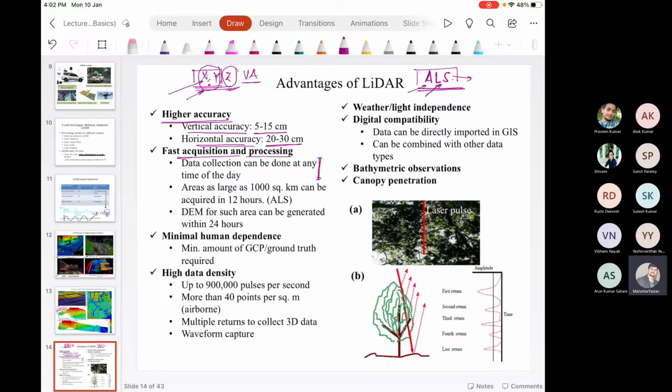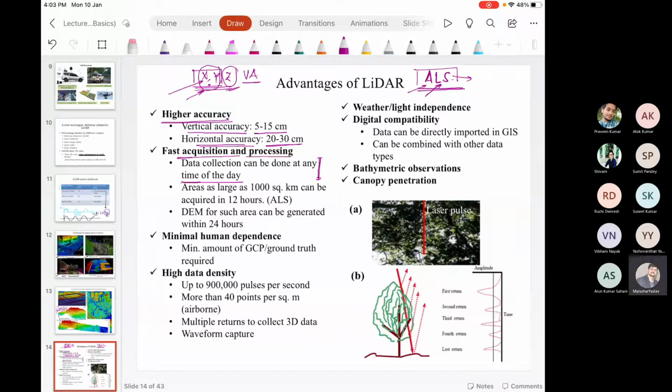Reason is that LiDAR has its own internal energy source. So there is a laser source that generates its own laser beam, and it is integrated with the system itself. So this is the reason why we call it active remote sensing technique. And it can be done at any time of the day. Could you justify it? Why is this statement correct?